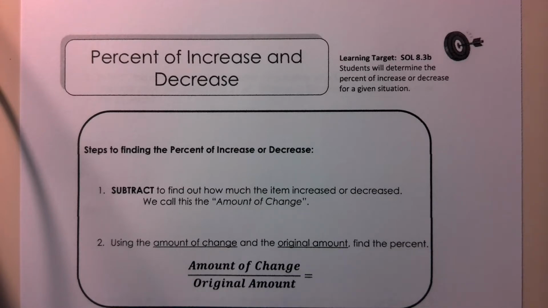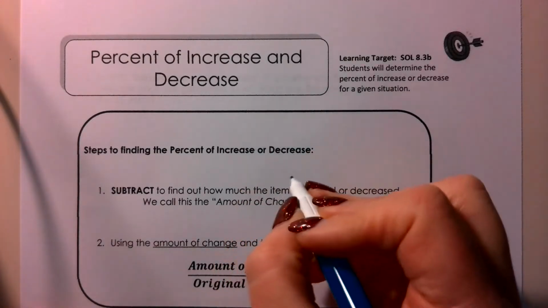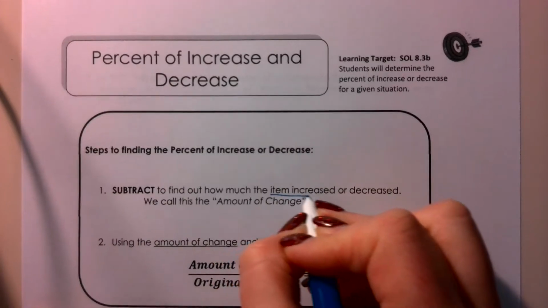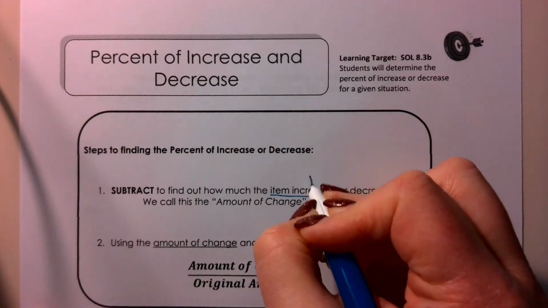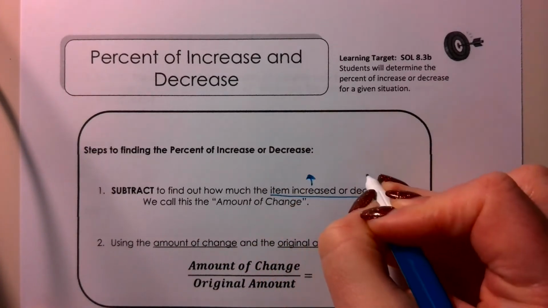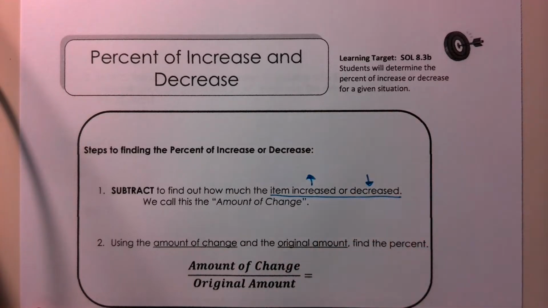In this video, we're going to talk about finding the percent of increase and decrease. So we're going to have two values and we're going to see what percentage increase and decrease we can find. There are two steps you're going to use. The first thing is we're going to subtract to find out how much the item has increased or decreased. Increase, of course, you're going up, and decrease, you're going down.